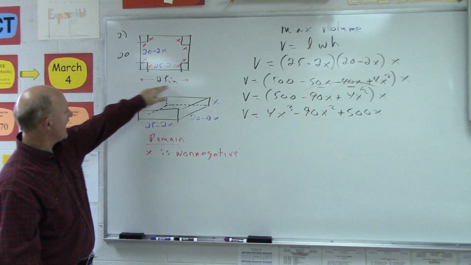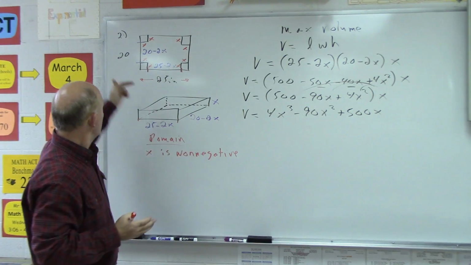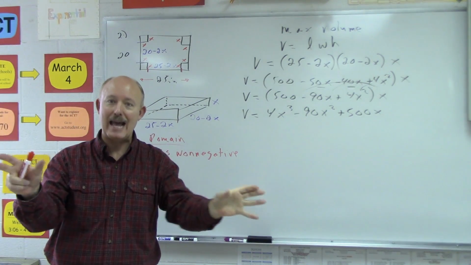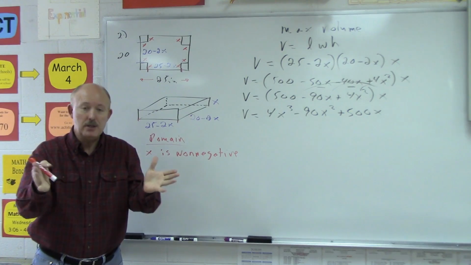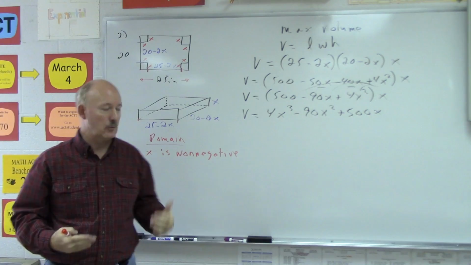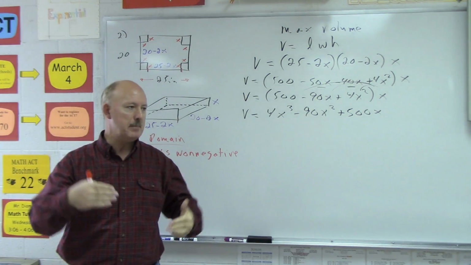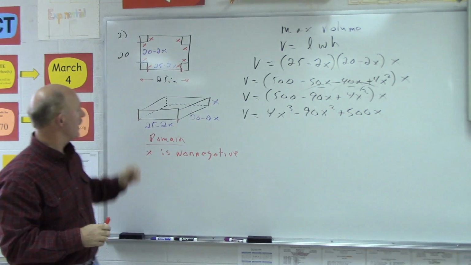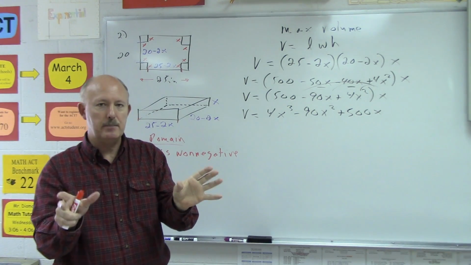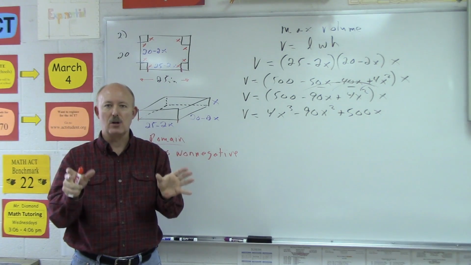Now, just how big can x be? Notice, the original piece of tin was 20 inches by 25 inches. So just how big a square could we cut out? We couldn't cut a square out of each corner that's 100 inches, because the original piece of tin is only 20 by 25. Could we cut a square out of each corner that would be 20 inches long?